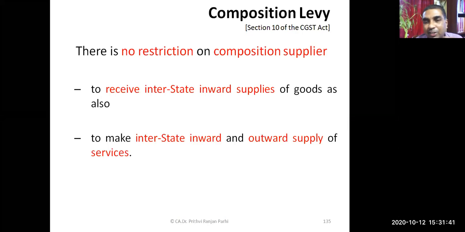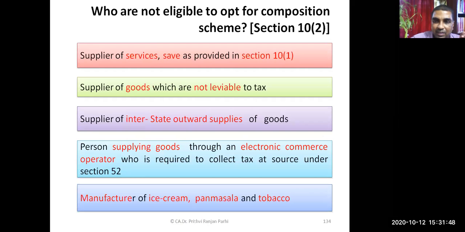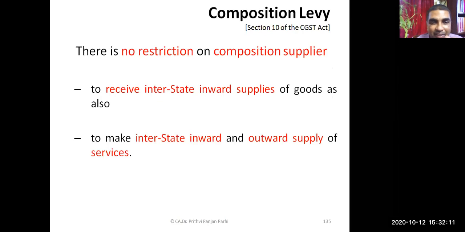But in that context, you have to remember one more thing. As you know, a composition dealer cannot make interstate supplies. Yes or no? Can a composition dealer make interstate supplies? No, sir. Now the question is, can he purchase goods from interstate? Can he make interstate purchases? That means inward supply. Yes, sir. Okay, right. So that idea you are already having.